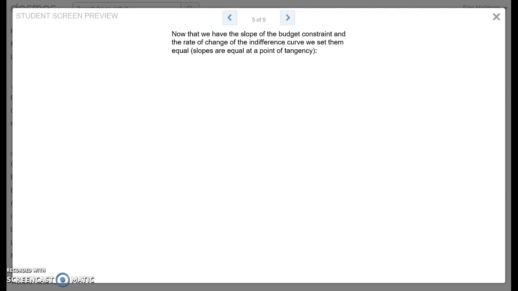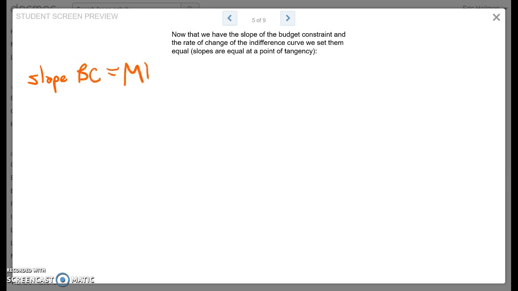All right, so let's start working on this. So we want to do slope of budget constraint equal to the marginal rate of substitution.